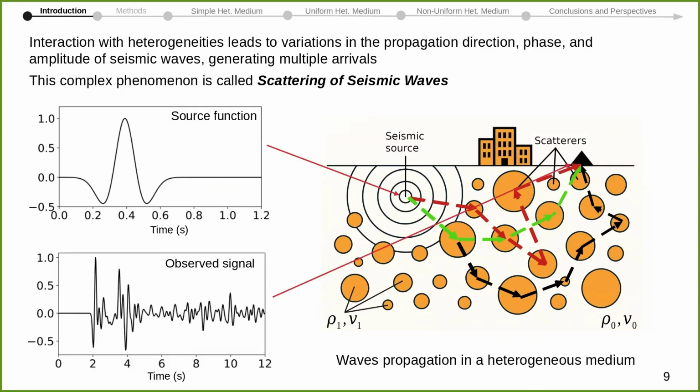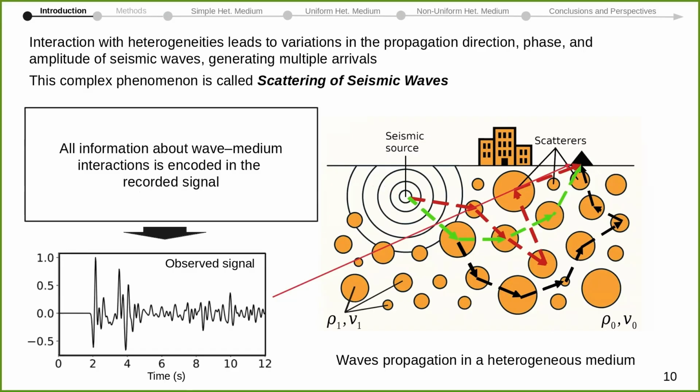What we can say is that the signal that we observe is, first, much longer than the source function that generated it, and also is composed of multiple arrivals. This is due to the fact that as waves propagate in a heterogeneous medium, they may propagate along different directions and get to the same observation point at different times. So this signal is very complex and seems even chaotic, but it's very important to understand that all the information about wave-medium interaction is encoded in this recorded signal, which means that it is possible to analyze it to infer properties of the propagating medium or of the source.